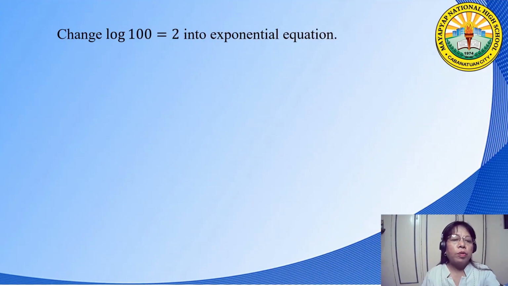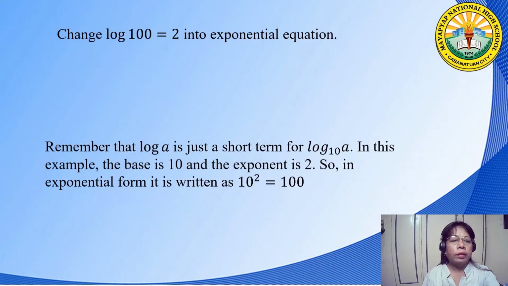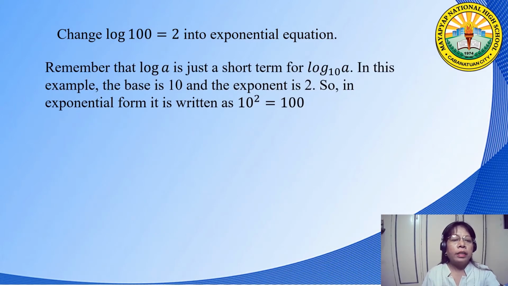Change logarithm of 100 equals 2 into exponential equation. Remember that logarithm of a is just a short term for logarithm of a to the base 10. In this example, the base is 10 and the exponent is 2. So, in exponential form, it is written as 10 to the second power equals 100.